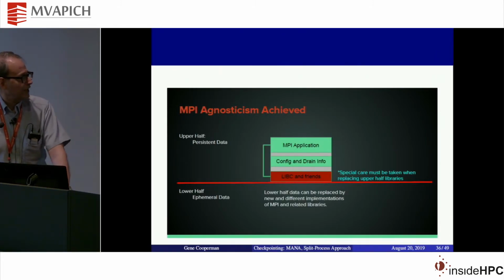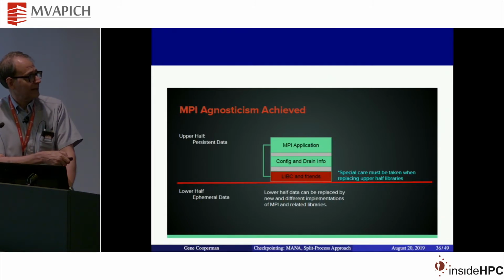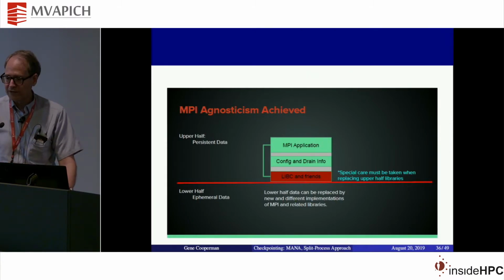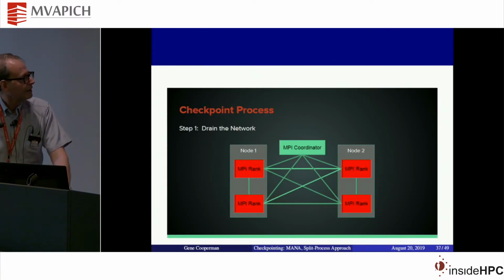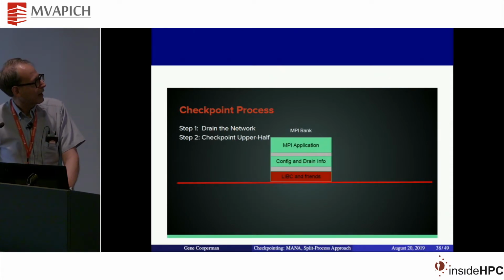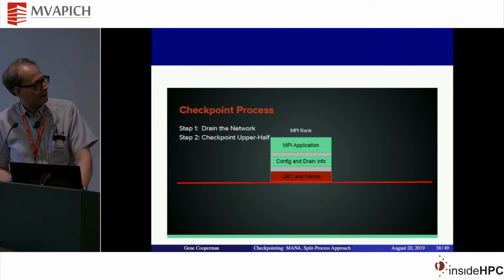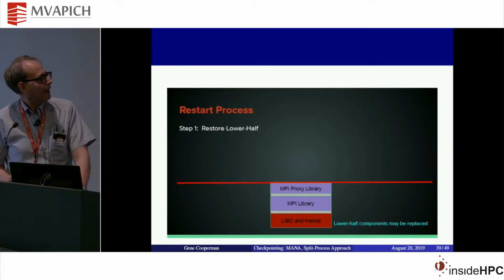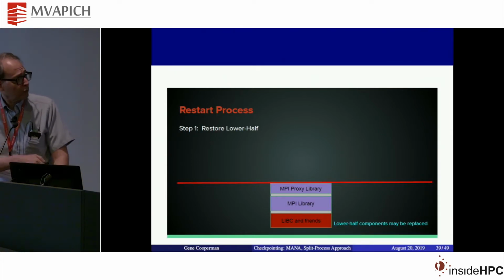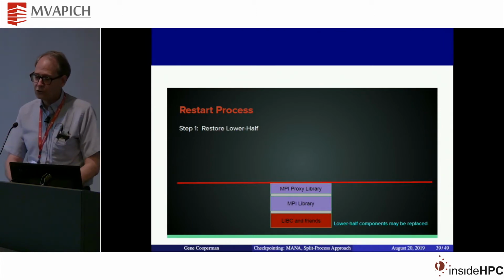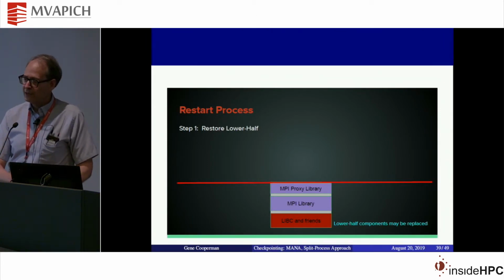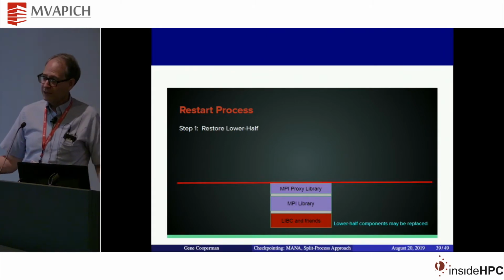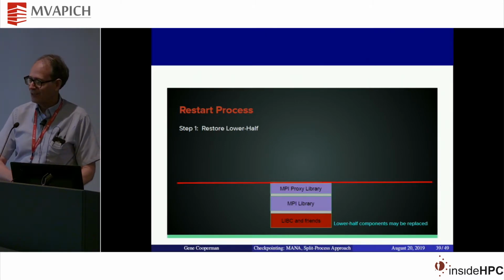So at this point, when it's time to checkpoint, here's the only permanent data that gets saved. There's nothing down here to be saved, because we're going to replace it with our favorite MPI later. So drain the network. We'll checkpoint only the upper half. And then when it's time to restart, for convenience, we'll start with the lower half. We'll restart it. So what are we doing here? We've perhaps moved to a new cluster. We're taking our favorite MPI there. And we're just starting the MPI across the number of nodes that this application needs.